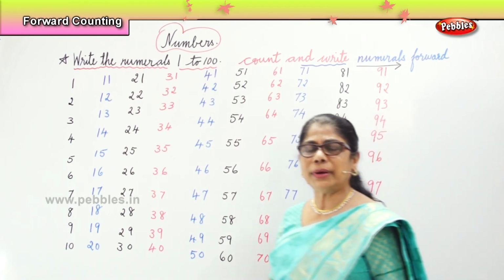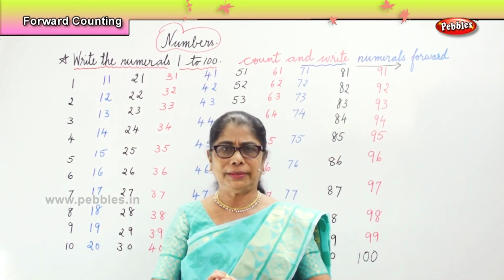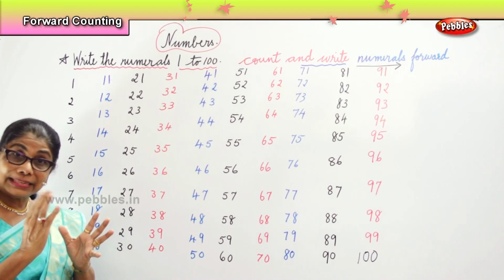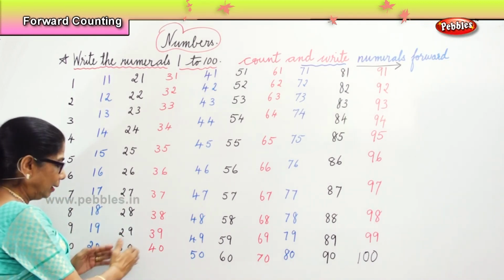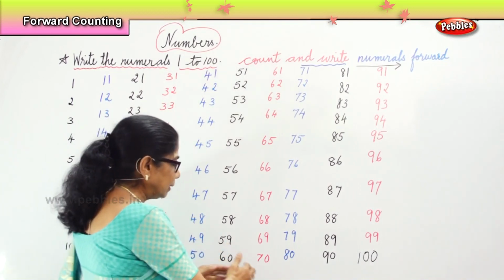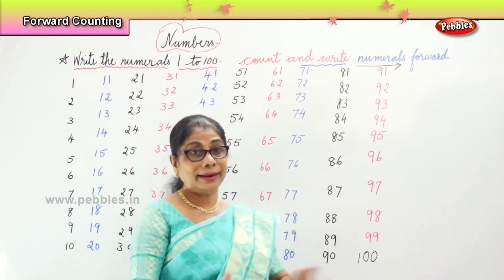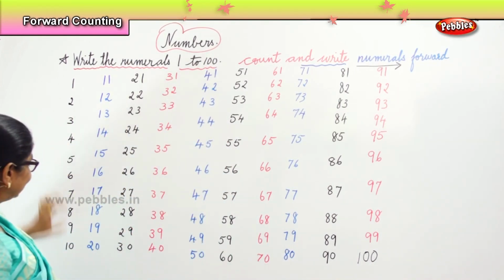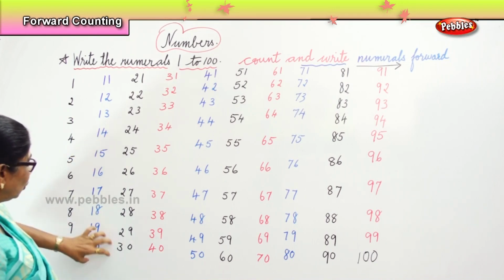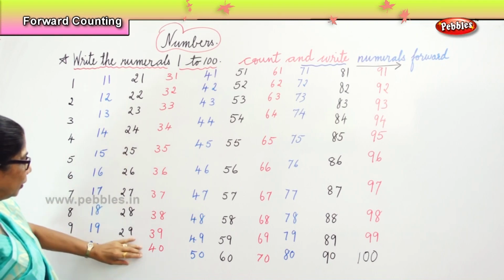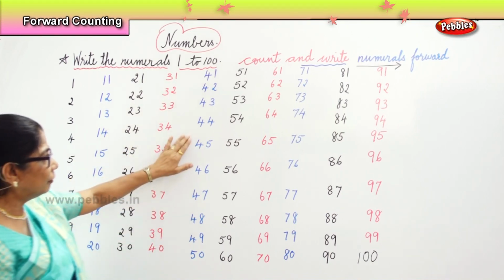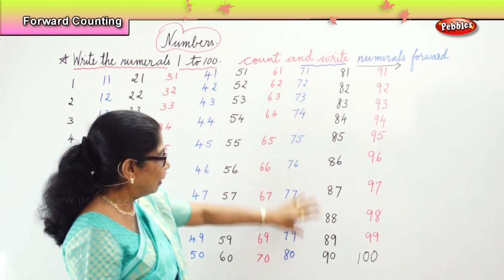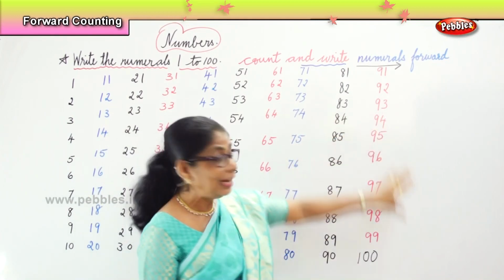Now with this number, we are going to do all kinds of things. Okay, first of all, let's count in tens. Skip counting, okay? 10, 20, 30, 40, 50, 60, 70, 80, 90, 100. Okay, now let's look at fives, okay? 5, 10, 15, 20, 25, 30, 35, 40, 45, 50, 55, 60, 65, 70, 75, 80, 85, 90, 95, 100.